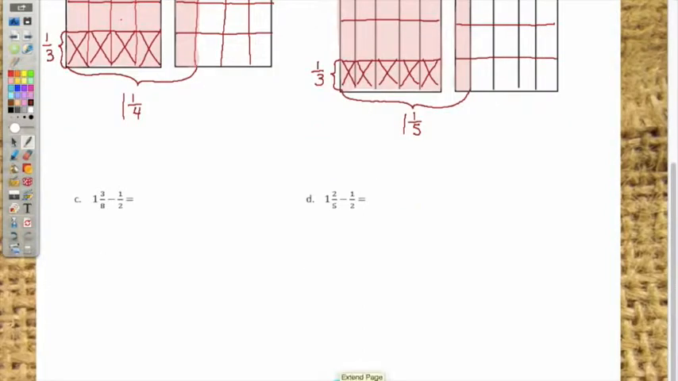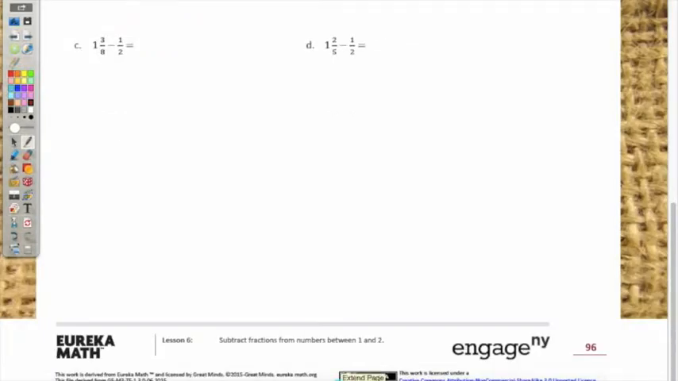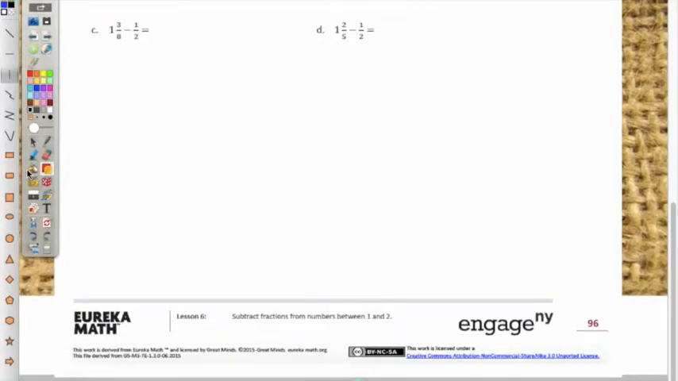Okay, this is different. How's it different? We still have a mixed number. We're still subtracting a fraction. We're going to shade more than 1 in the second shade. Okay? All right, so let's take a look at, put your boxes on there.